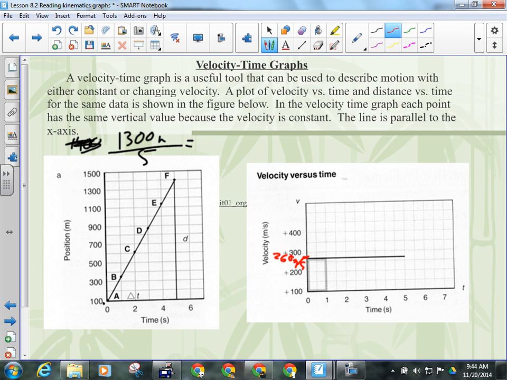Okay, what if I want to find the displacement of this object? Is that easy to get off the position time graph? Okay, what is it? Right, 1,300 meters. Okay, final position, 1,400 minus initial position, 100 is 1,300 meters. All right, how am I going to get it off of this graph?